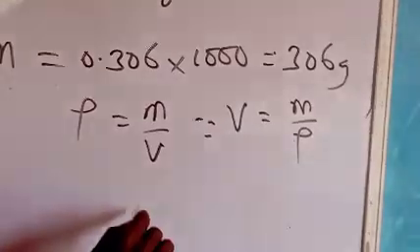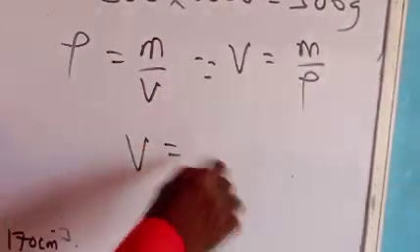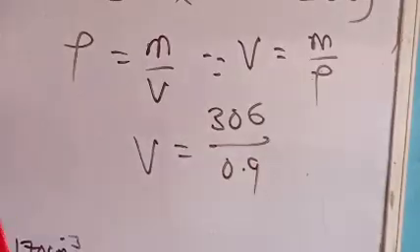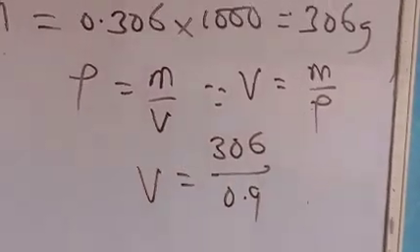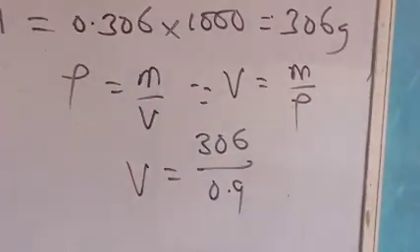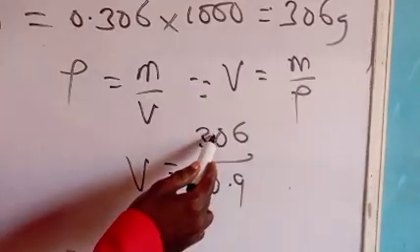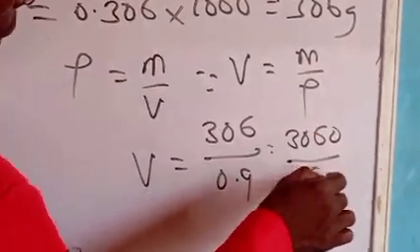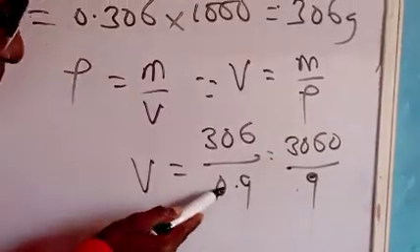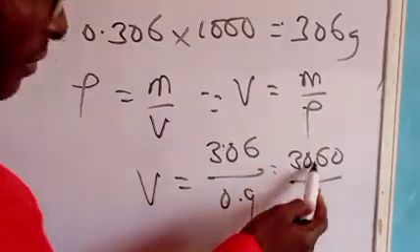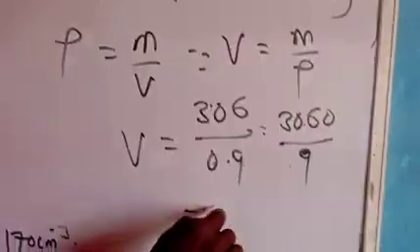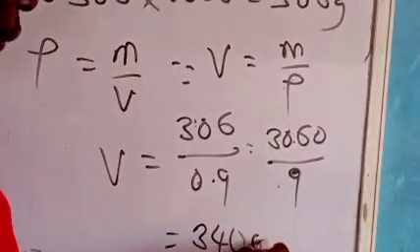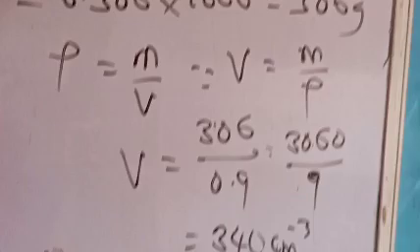So in other words, volume here, what is the mass now? 306 divided by what? 0.9. We have it like this. When you multiply the top and bottom by 10, it becomes 3060 divided by 9. It gives you this. So finally your answer becomes 340 what? Gram. 340 cm cube.